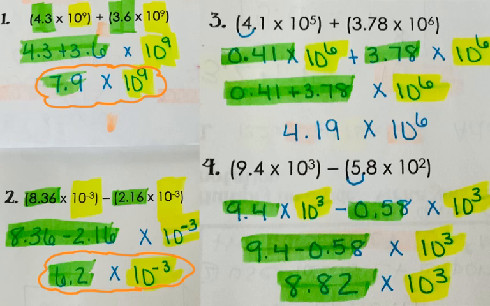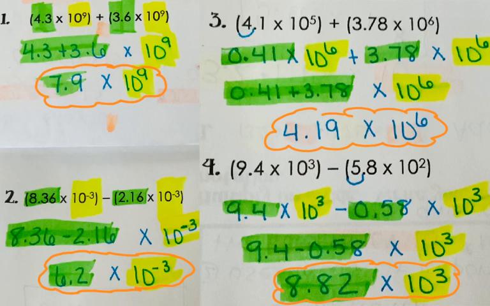The next two you had to change or type it all in your calculator the way you see it, and then convert it back, either or. And you should have ended up with 4 and 19/100 times 10 to the 6, and 8 and 82/100 times 10 to the 3rd. Okay, if you still have any questions after this, please make sure you get them answered.